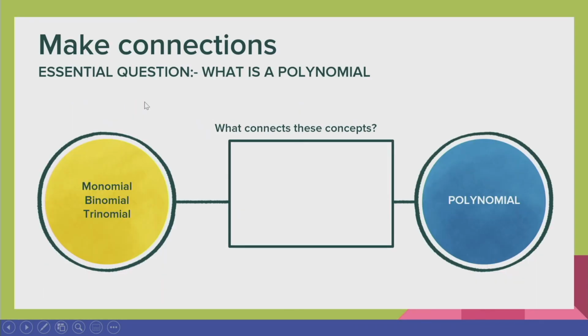Okay. So like I said, how does it make a connection? Monomial, binomial, trinomial are all subparts of polynomial. They all make a polynomial. And that's the connection between a monomial, binomial, trinomial, and polynomial. So our essential question, we go back to our learning target, that I can understand what is a polynomial. A polynomial is something which has more than one term. That's a polynomial.